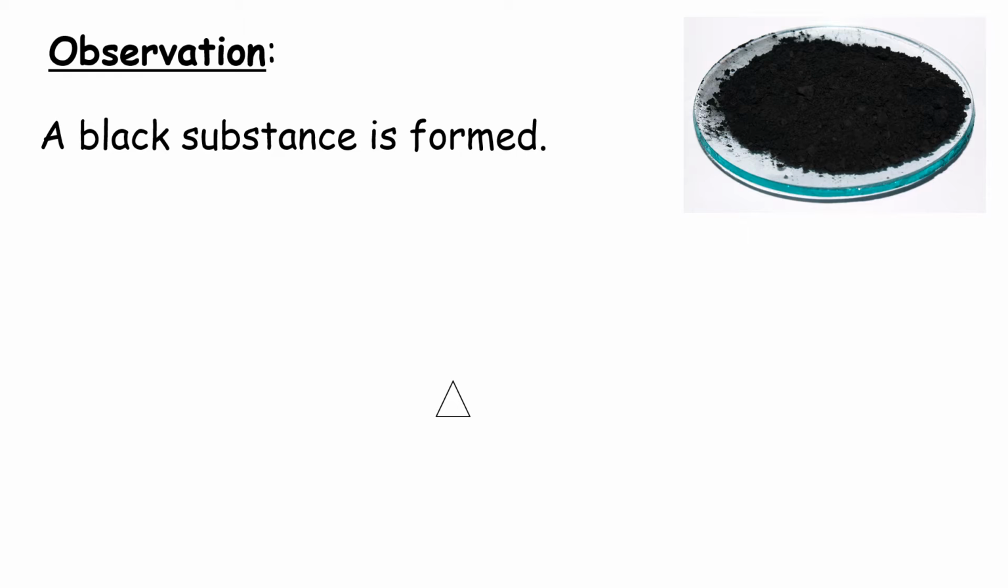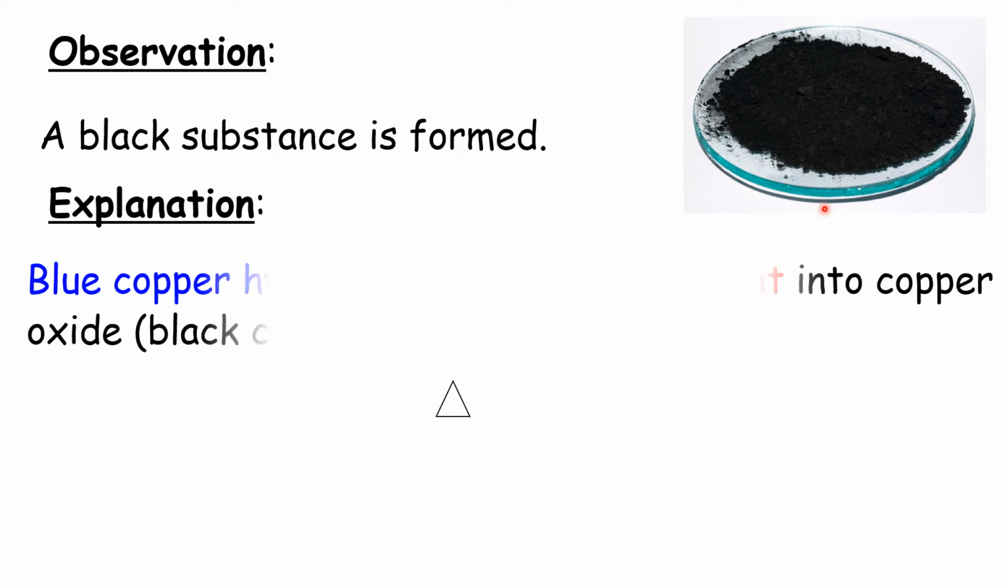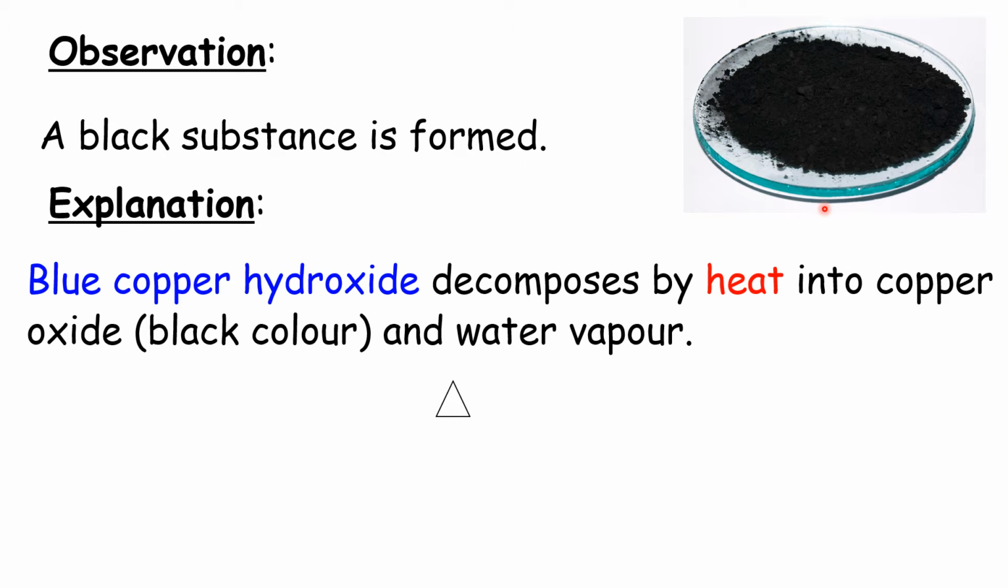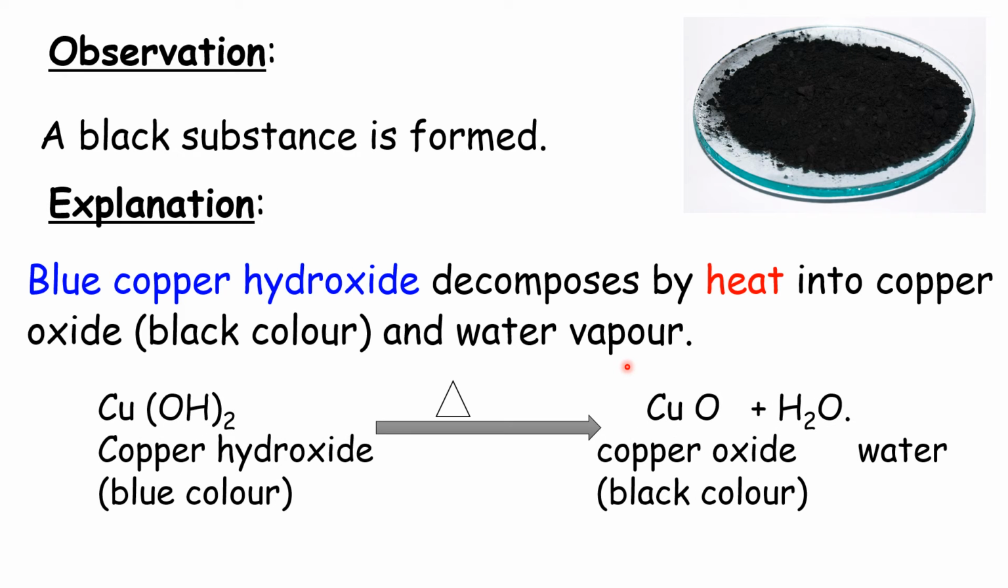Observation: A black substance is formed. مادة لونها اسود تتكون. Explanation: Blue copper hydroxide decomposes بالحرارة by heat into copper oxide, black color, which is a black precipitate, and water vapor, بخار مياه. So the equation: copper hydroxide, which is blue color, decomposes by heat into copper oxide, which is black precipitate, and water vapor.